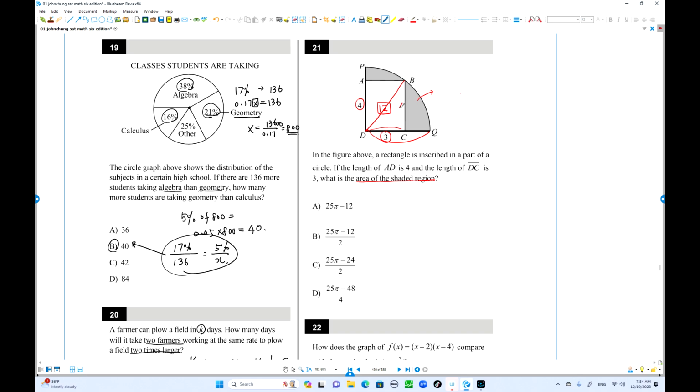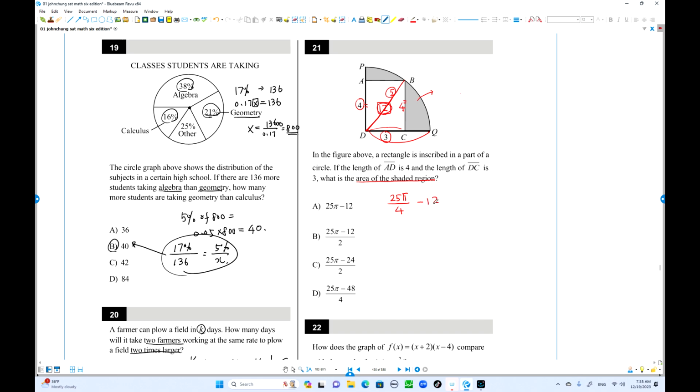How can you find this one? This is a rectangle, right? Opposite sides are always congruent, equal in measure. So from here you can find the length of this diagonal, which is the radius. 3 squared plus 4 squared is 25, and the square root of 25 is 5, right? Or you can use the 3, 4, 5 triple. So the area of this sector is pi r squared, 25 pi divided by 4. After that, subtract the area of this rectangle, which is 12.